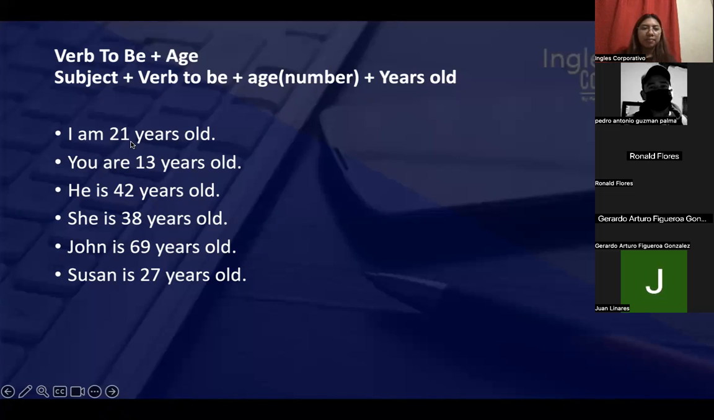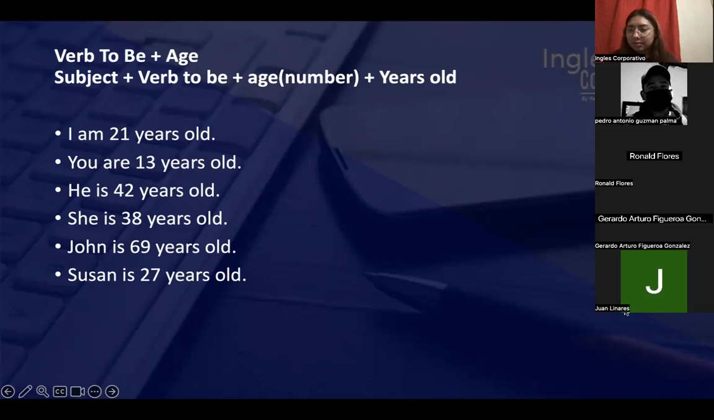Acá tenemos unos ejemplos. I am 21 years old. You are 13 years old. He is 42 years old. She is 38 years old. John is 69 years old. And Susan is 27 years old.